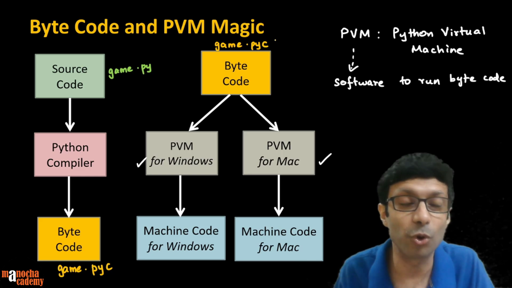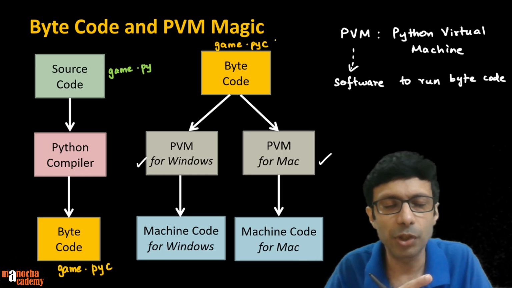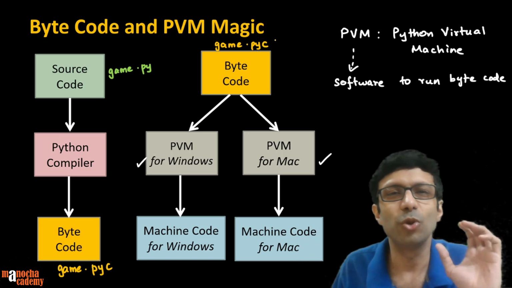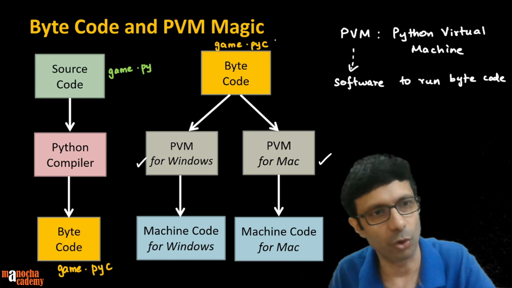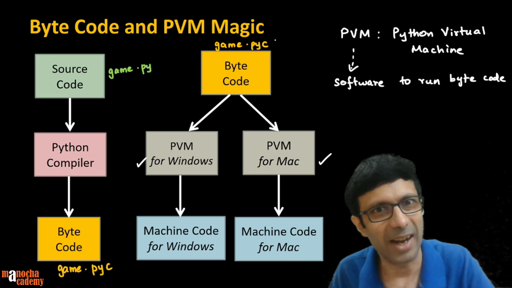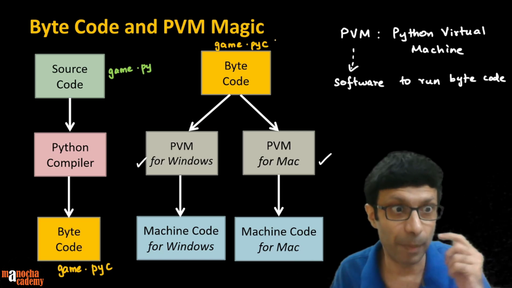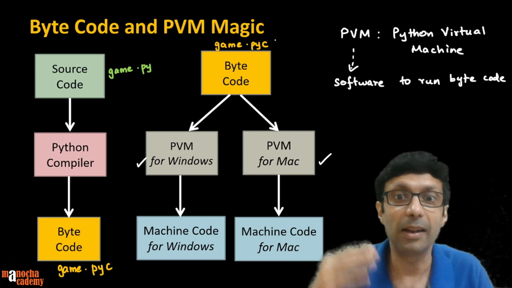So you don't have to call your friend and say, do you have a Windows machine? Hey, did you buy a new Mac machine, or which one are you using? You just send your friend the Python bytecode, okay? And he is able to run it directly. Is that clear?